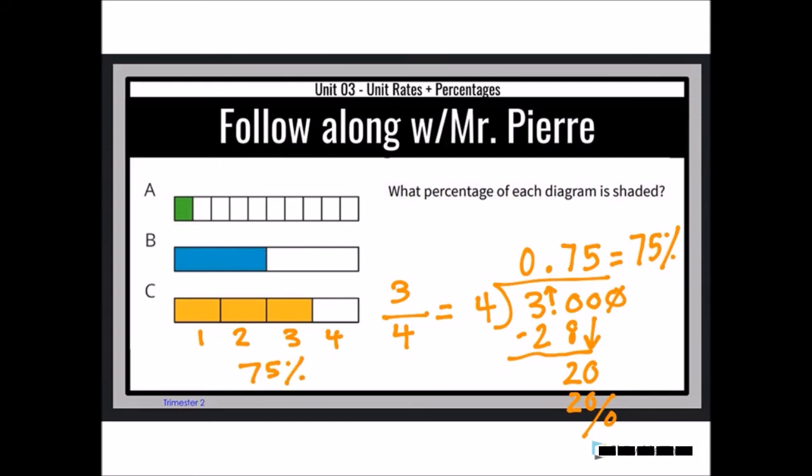And that little trick that Ms. Tanaka told us, we're looking at 0.75, and that's where the percent sign would go.